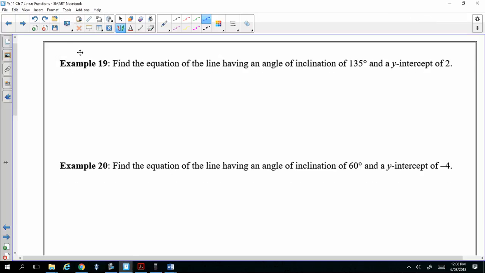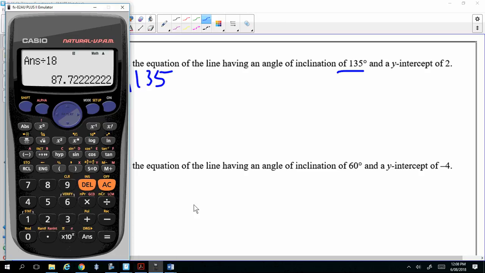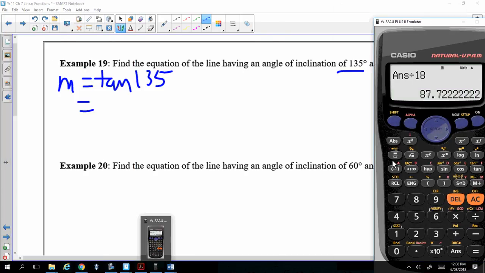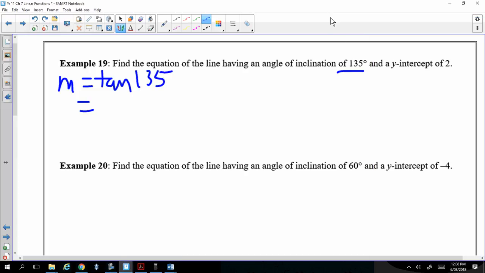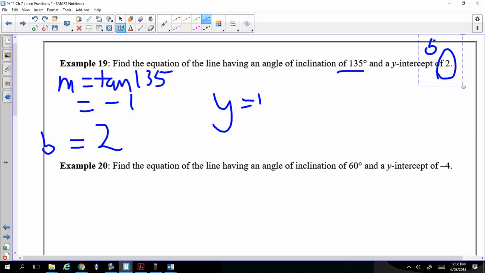Find the equation of the line having inclination 135, y-intercept of 2. Now to find the gradient, you do tan of the angle of inclination. So do that on a calculator. Tan 135, or you can do it without a calculator. That's -1, because it's in the second quadrant. -1, and we've got the y-intercept of 2. So therefore, the equation is y equals mx plus b. What's m? -1, which is -x, plus 2. Does that make sense? All good?